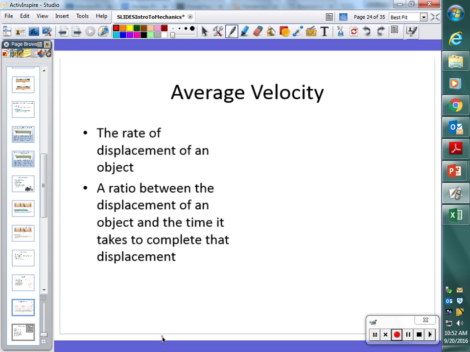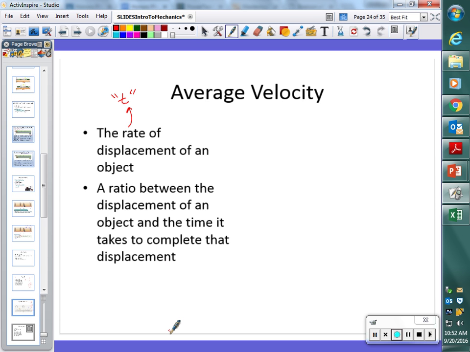Next, velocity. And here's what I said, right? Up until today, a lot of you probably use speed and velocity interchangeably. But they are not the same thing. So, average velocity, the rate of displacement of an object. If we're talking about rates, what does that mean we've got to include in our description? Time, right? So rate is still time.